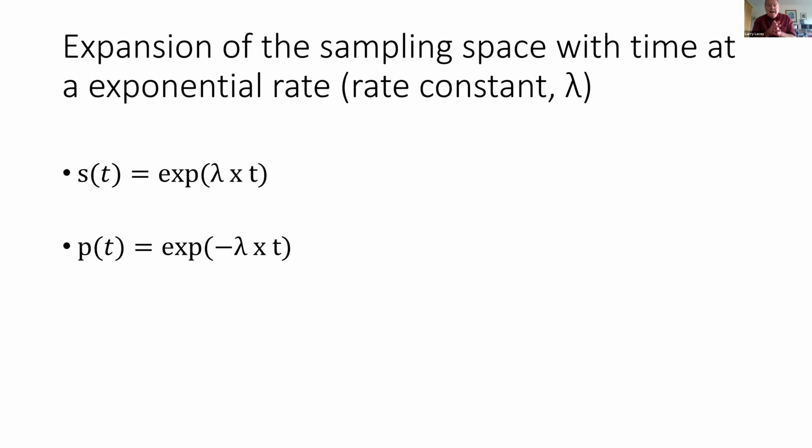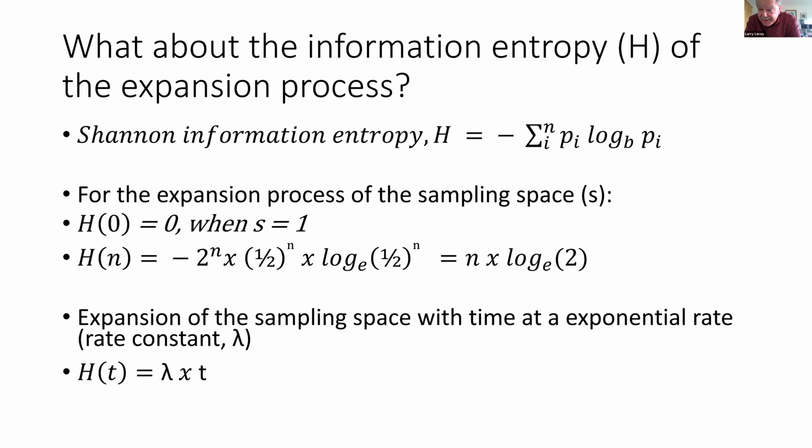So let's assume that the expansion occurs with time. It's a time-dependent expansion, and let's assume that the expansion is occurring exponentially. So the equations now become not S_n, it's now a function of time. It's a time-dependent expansion process. And for this particular process, it's exponential of lambda t, where lambda is the exponential rate constant. And the probability is exponential of minus lambda t. Is that clear? You with me? To me, that was as I expected, intuitively, before I even did the maths.